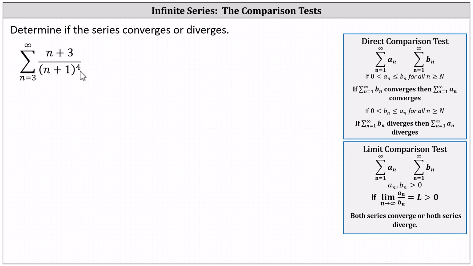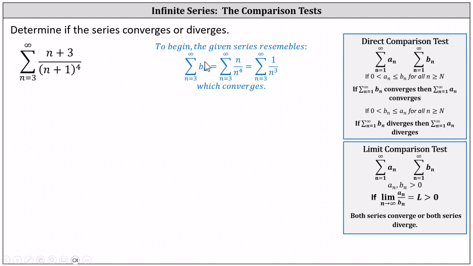Notice if we multiplied out the denominator, the highest degree term would be n to the fourth, and therefore we can say the given series resembles the sum from n equals 3 to infinity of n divided by n to the fourth, which simplifies to the sum from n equals 3 to infinity of 1 divided by n cubed, which you should recognize converges by the p-series test with p equal 3.